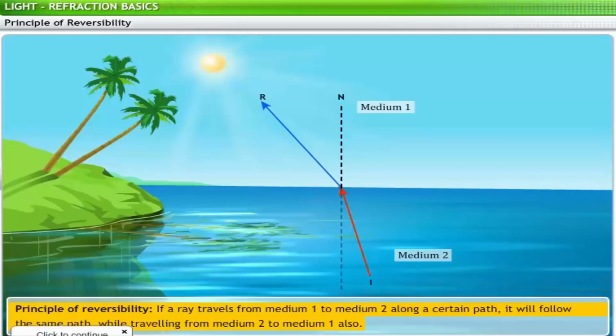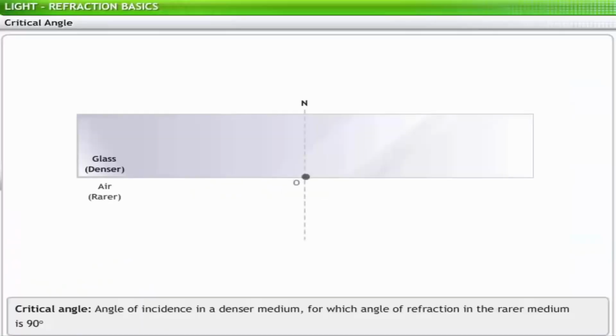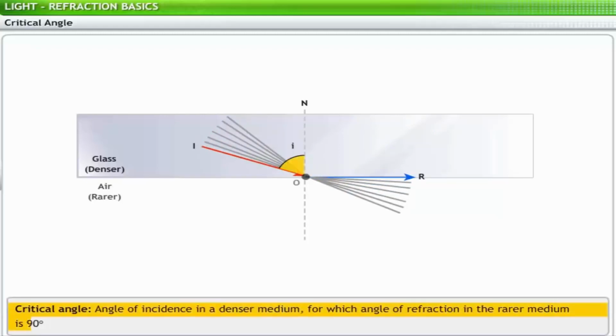Now let's consider a case where a light ray passes from a denser medium to a rarer medium and bends away from the normal. If the angle of incidence i in the denser medium is increased, then at a particular angle of incidence, the refracted ray propagates along the boundary of the two media. This angle of incidence is called the critical angle of the given denser medium with respect to the given rarer medium and is denoted by θcr.